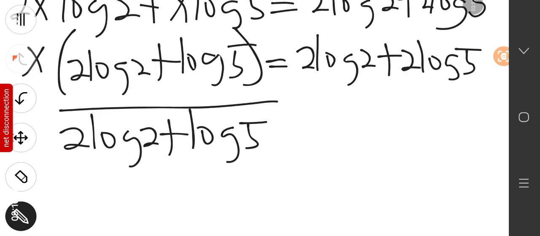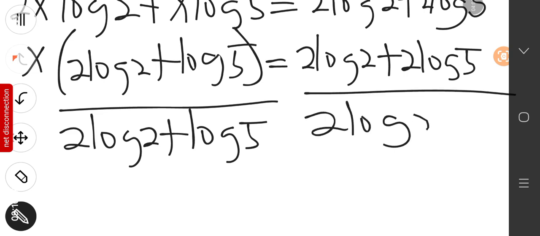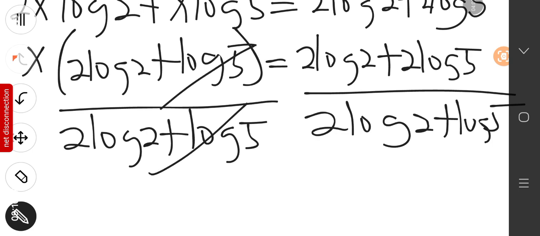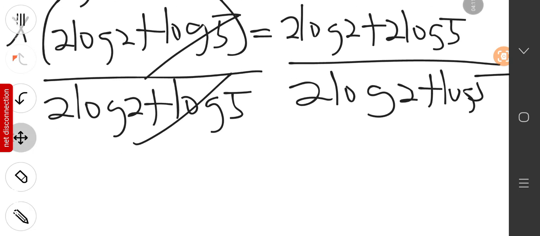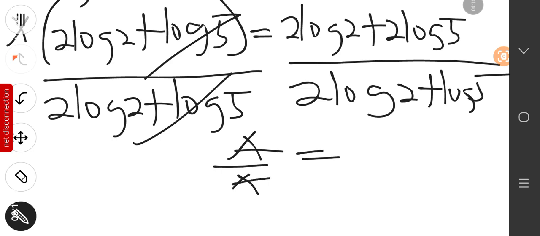All right, so we are going to divide here by 2 log 2 plus log 5. We are dividing because we want to make x the subject of the equation. And then we divide here by 2 log 2 plus log 5. So this cancels this. We know that anything over itself is 1. So a over a should give us 1. So 2 log 2 plus 2 log 5 over 2 log 2 plus log 5. All right, so this is what we have.